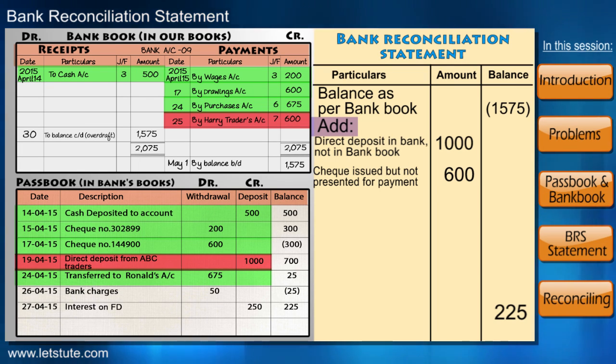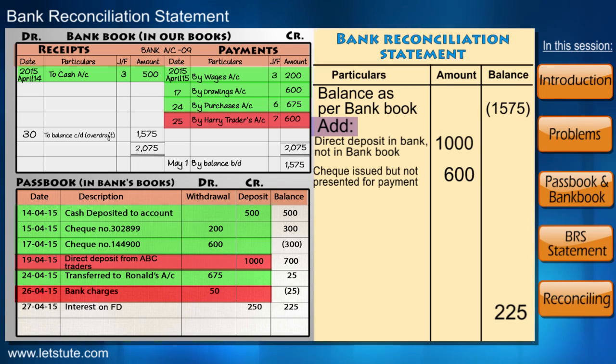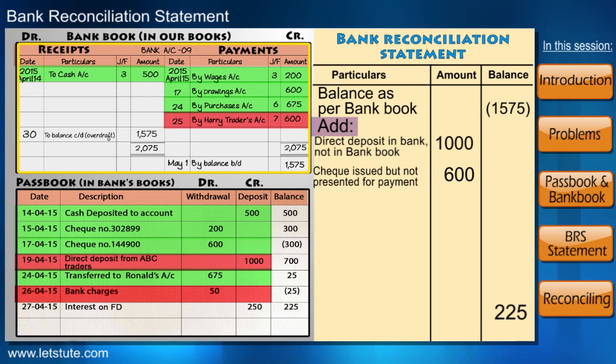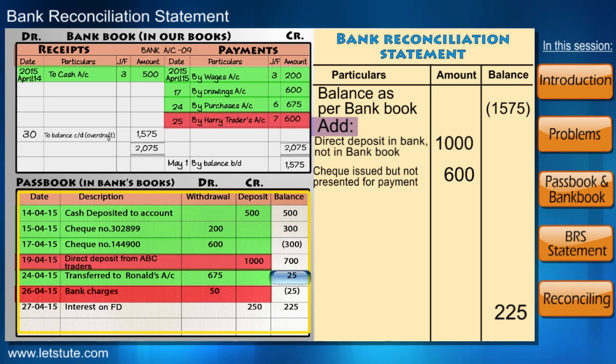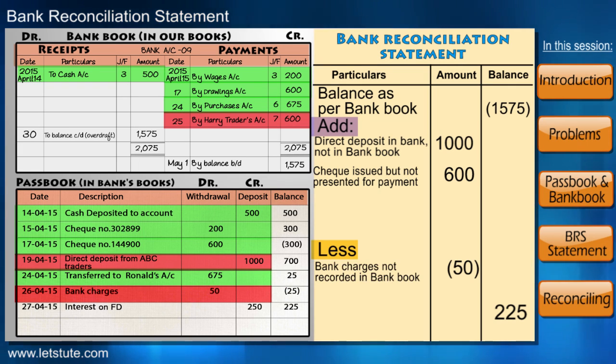Okay, can we proceed further? What is next? On the 26th, the bank has charged us a fee and they deducted the amount directly. No intimation, so it is not there in our bank book. Now that we have checked the passbook, we know that the bank has reduced our balance by charging a fee. So we have to subtract this in our statement. Reason: bank charges not recorded in bank book.